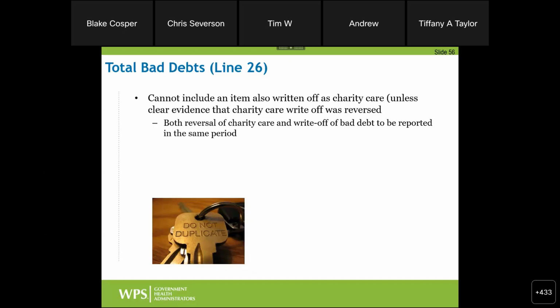Again, that should be fairly limited, and it should be a valid reversal where you uncovered more information and they really didn't qualify for charity care, whatever the situation might be. And it could go vice versa. It could go the reverse way as well. But there has to be documentation showing why it was written off erroneously the first time.